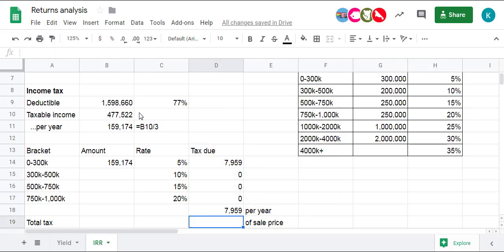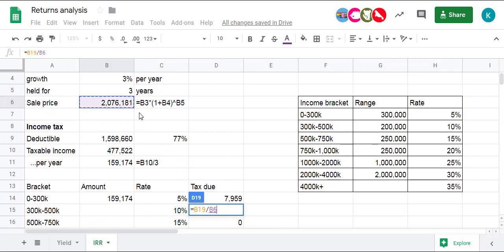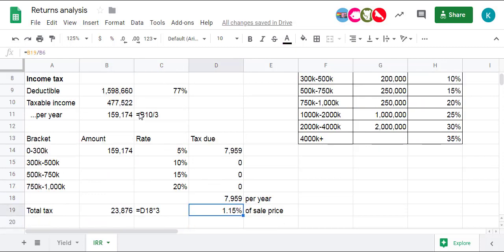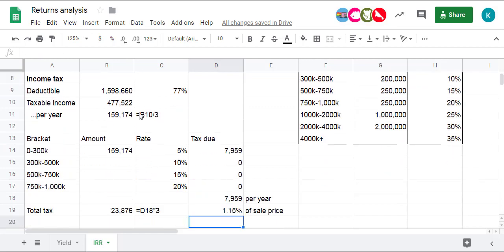But that's on a per year basis. Remember, we took the taxable income of the 3 year holding period divided by 3 to calculate the tax per year. Now we have to multiply it back by the number of years to get the total amount of tax due. And that's about 24,000 baht. We can compare this to the final sale price and it comes out to about 1.15%, so slightly higher than the corporate rate. The corporate rate says just do 1% of final sale price, so that would have been just 20,761 baht. Right, so that's the tax due on sale.